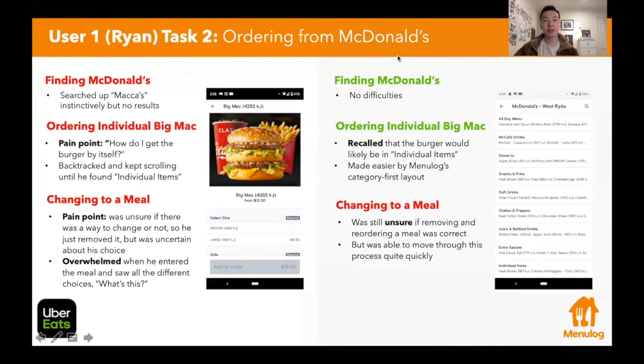So in the second task of ordering from McDonald's, Ryan went largely as expected, finding the major pain point being the difference between meals and individual items, which was quite contrary to what he normally came to expect when ordering from McDonald's. However, what was really interesting was when he then went to Menulog, he seemed to have learnt from this prior struggle and assumed that there could be a likely potential that the burger would be in individual items. And then Menulog's category first approach helped him quickly confirm this assumption.